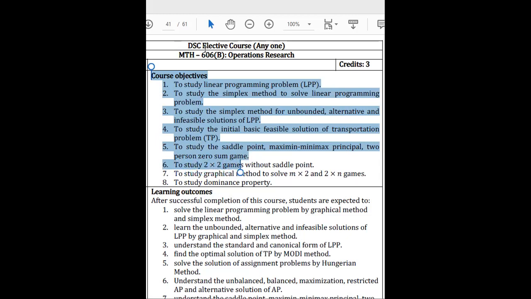Then 2-person or 2x2 game without saddle points. How to solve if the saddle point does not exist. Then graphical method to solve n cross 2 or 2 cross n games. And dominance property, how to solve a problem in game theory using dominance property. These are the objectives of this course.